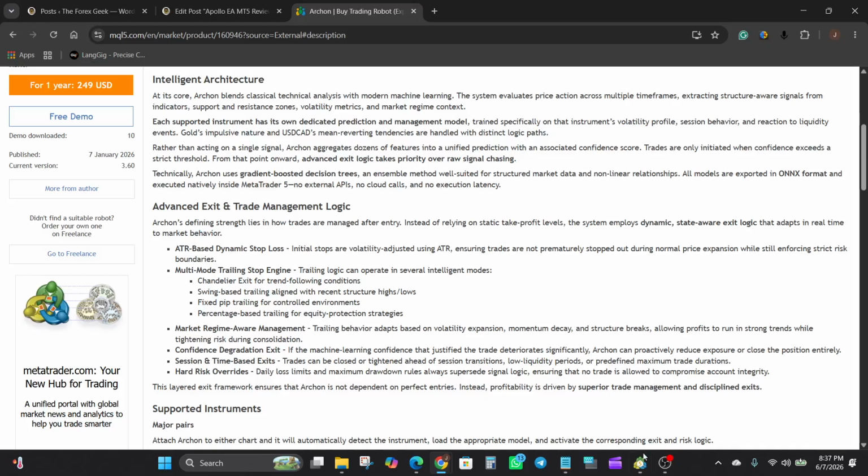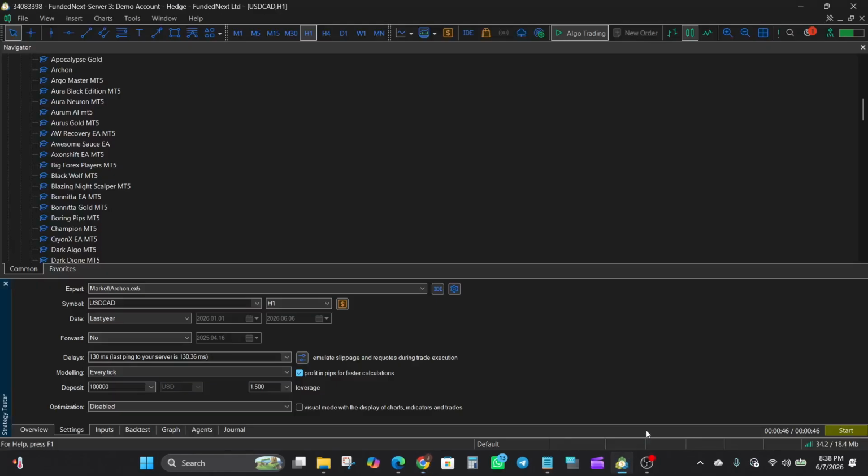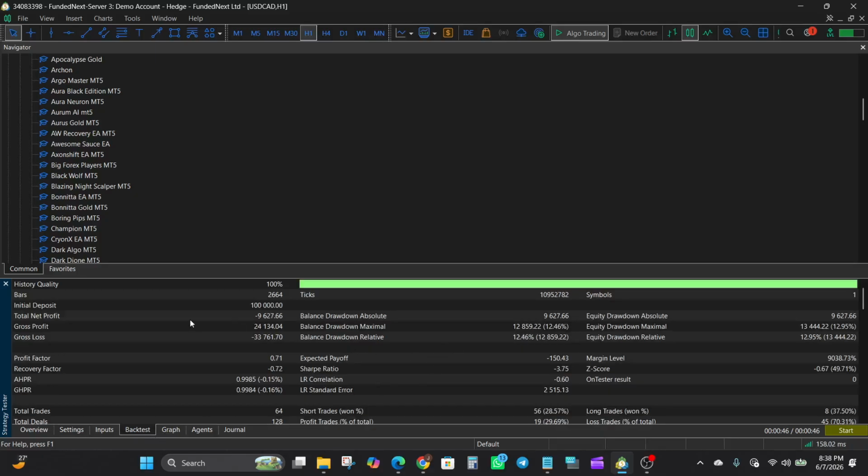Now let's just quickly head over to our strategy tester. Okay, we are just going to test the Archon EA on USD CAD, which is one of the recommended pairs on the H1 time frame, and it's just going to be over the past about 5 months plus, right? The beginning of this year, 1st January 2026 till 6th June 2026. All right, so we are using the last ping to the server for the delays, and we're using the every tick modeling.